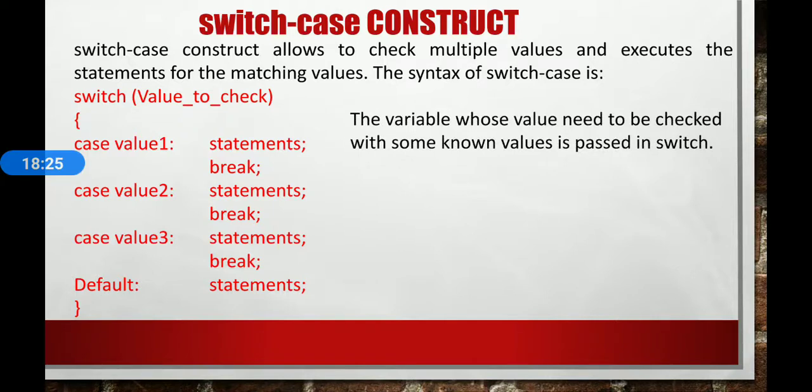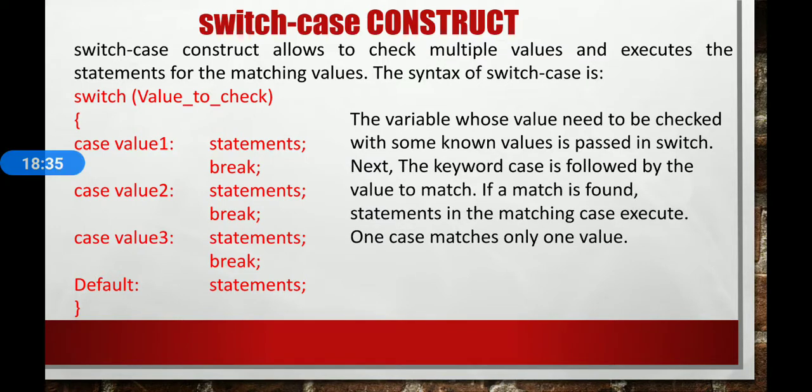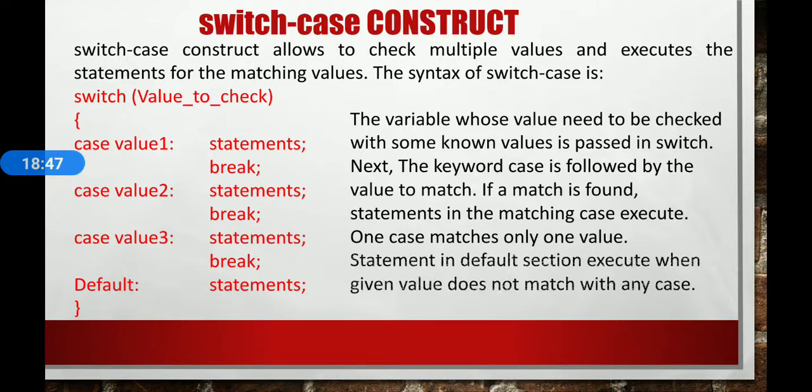The variable whose value needs to be checked with some known value is passed in switch. Next, the keyword case is followed by the value to match. If the match is found, the statement in the matching case is executed. Once a case matches, only that one value is handled. The statement in the default section executes when the given value does not match any case.